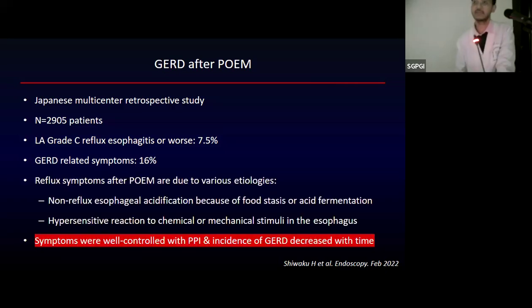Now, reflux symptoms in these patients can be because of reflux per se, or even because of non-reflux esophageal acidification because of the food stasis, and even hypersensitivity reaction to chemical or mechanical stimuli. To confirm, we need 24-hour pH metry. And as was seen in this study, the symptoms were well controlled with PPI, and its incidence decreased over time.